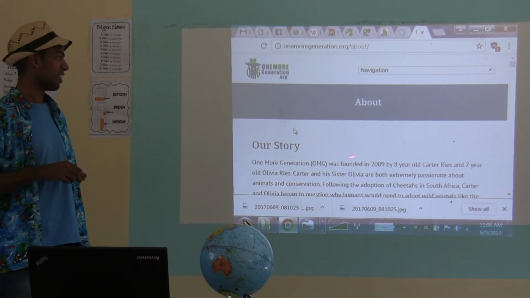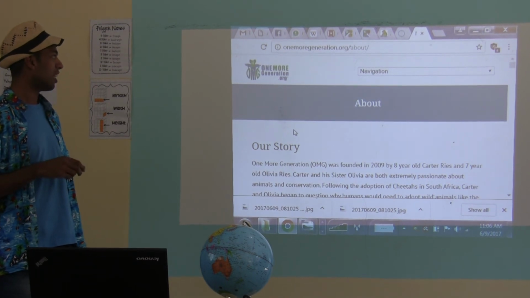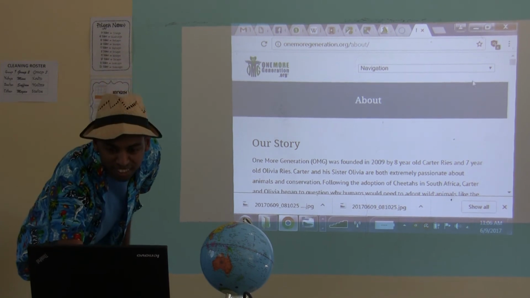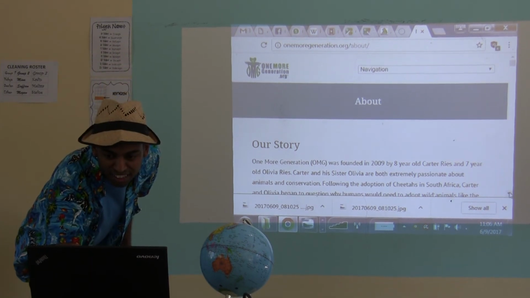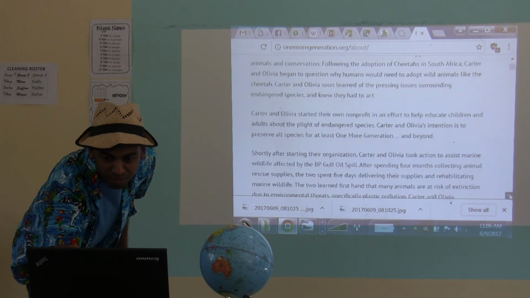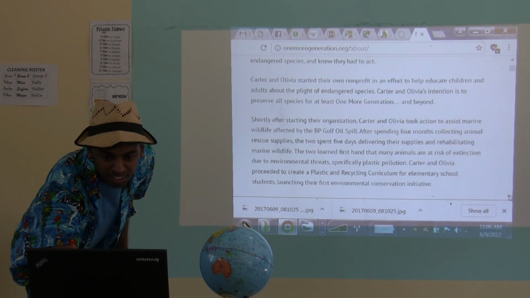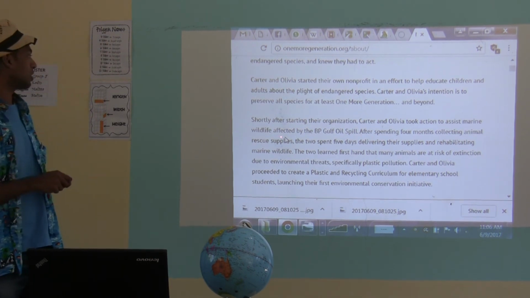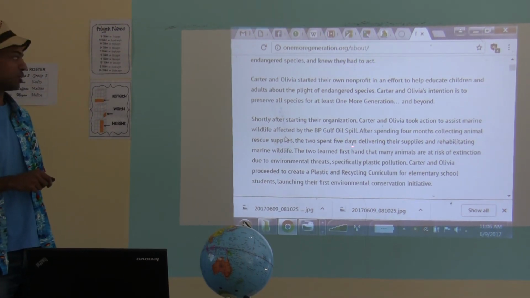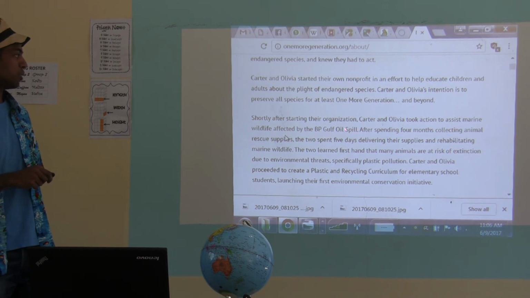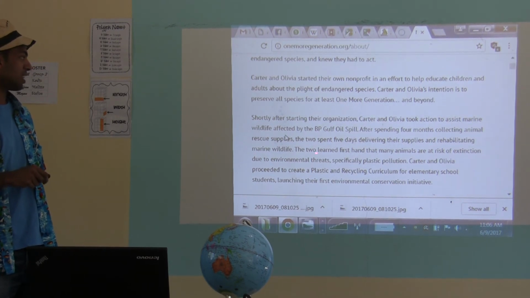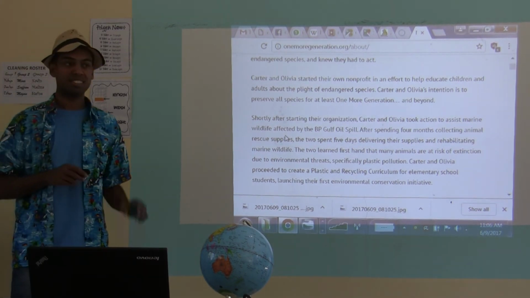This is a company which helped the world in terms of, it's not only ocean, this one. It says here they did cheetah adoption in South Africa. Here it says they helped the marine wildlife that was affected by the Gulf oil spill, which was a real big problem for the ocean. 4 months collecting animal rescue supplies. The two spent 5 days delivering the supplies. And so the two, these are kids.